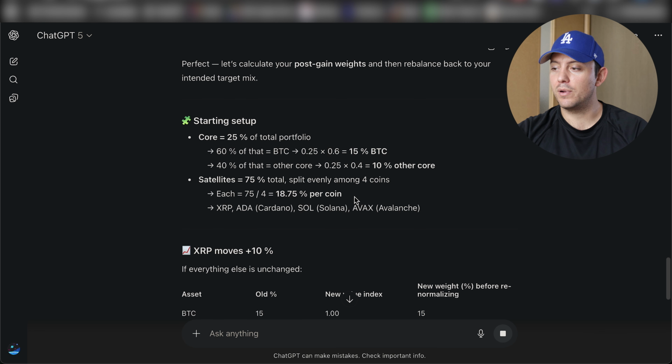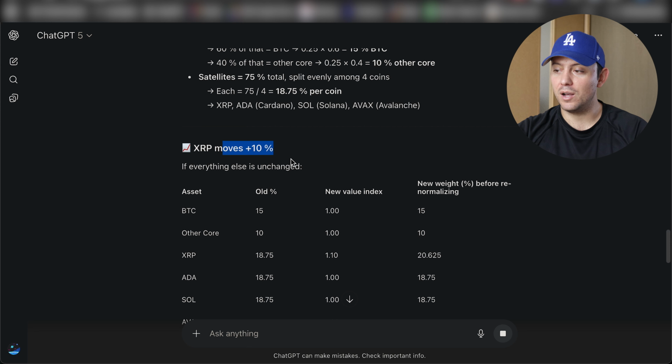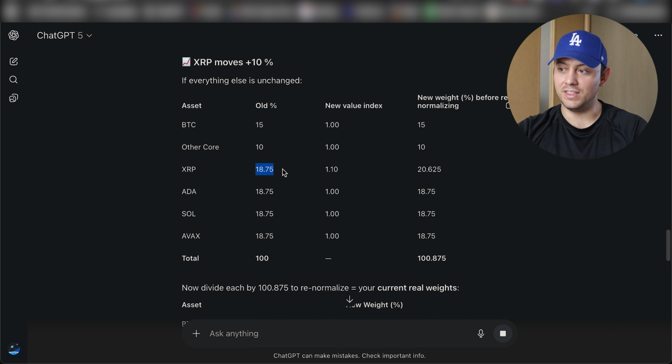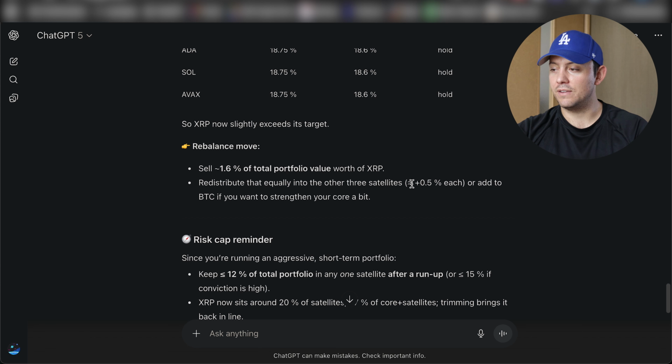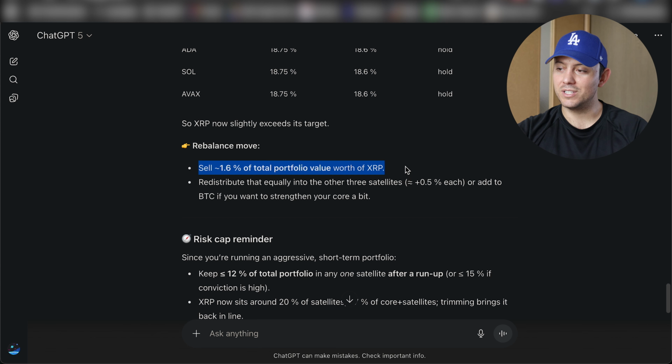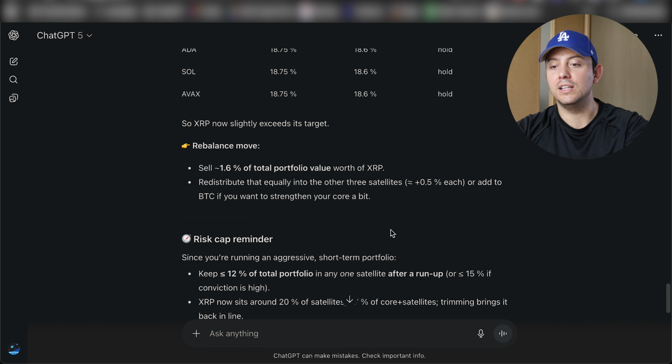So as you can see here, I probably should have done a few more coins because it's got 18.75% per coin, but this is just an example here. So XRP moved up 10%. It now became, instead of this percentage of my portfolio, it now came to this percentage of my portfolio. Now, if you scroll down, it will tell you here, all you have to do is sell 1.6% of your total portfolio value of XRP, and then you can redistribute equally into your other satellites. Since this is a satellite, you're only going to redistribute into the satellites. If one of your cores went up, then you would appropriately distribute between your cores, and it will tell you that.